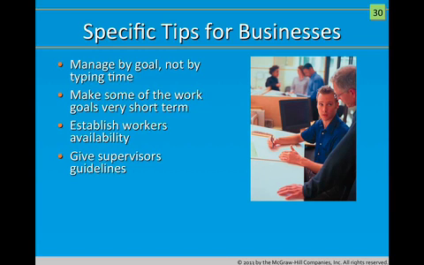And you also need to set up some parameters for when workers are available, because theoretically, if you set up a set of goals for today and that gets put out the night before, if I choose to stay up all night and complete my work, that means that tomorrow I can sleep all day. As long as you're comfortable with that, that's fine. But if you know that you want your workers to be available for a video chat at 9 o'clock in the morning, you want to make sure that everyone knows that. And then give some guidelines about how you expect supervisors to monitor.